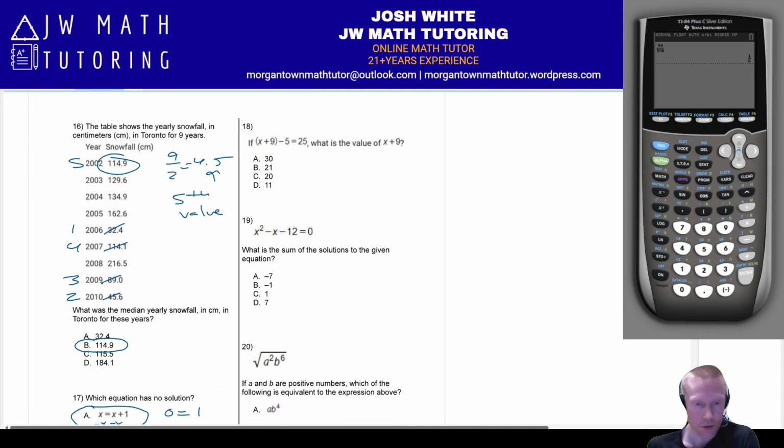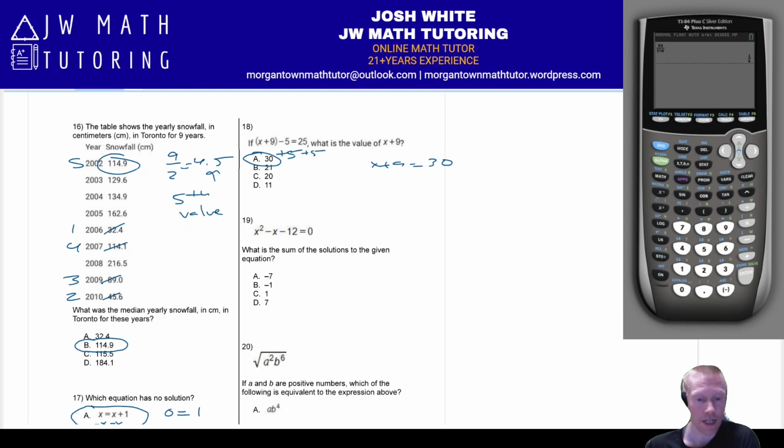So there's two ways you could do this. The way that they kind of want you to do this is they want you to notice that if you just add 5 to both sides, you get x plus 9 equals 30. What does x plus 9 equal? Well, 30. That's it. Correct answer A. Move on to the next question.